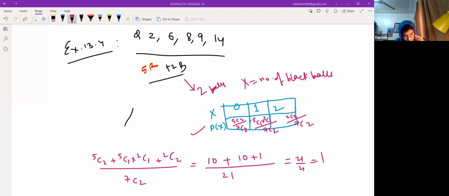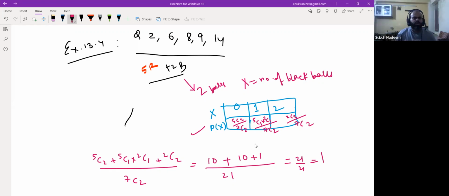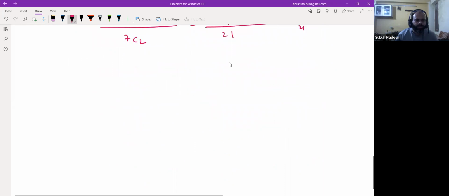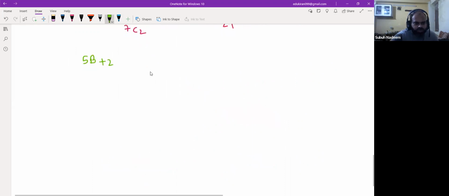So I'm not able to understand this concept. Can you teach it again? Yeah, sure. I will give you this example. If you haven't understood, let us see that it is 5 black balls plus 2 red balls. This is what was given here, no? 5 red plus 2 black. So let us do it slowly.